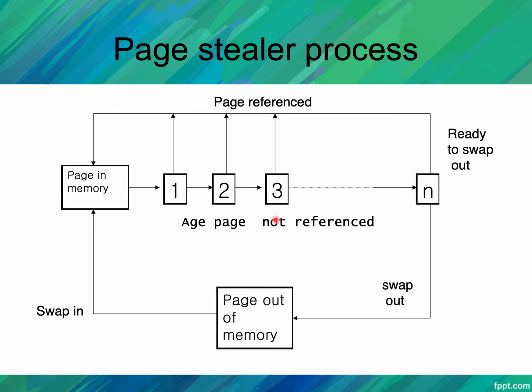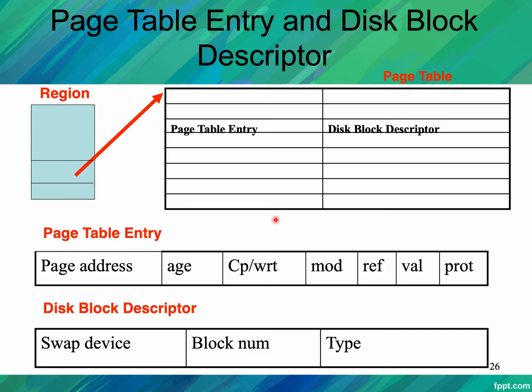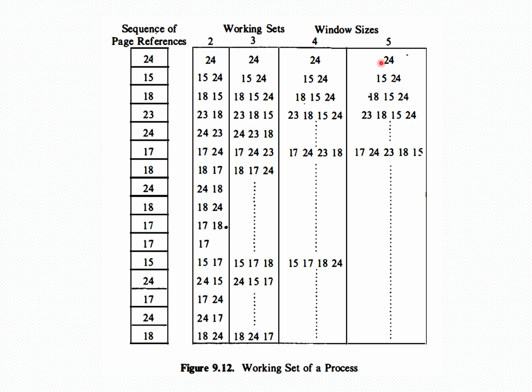For example, in this example, initially the window size is 5, but at the beginning of the system, during the initialization of the system, or during the first execution of the system, no pages are loaded into the memory. So on demand, first 24 is required, so 24 is loaded, 15 is required, 15 is loaded, 18 is required, 18 is loaded. So on demand the pages are loaded. So demand fill means keeping the window size empty, and on demand the pages will be filled.